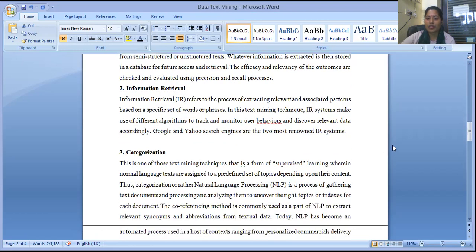So next will be information retrieval. What is information retrieval? This basically refers to the process of extracting relevant and associated patterns for the extracted data, based on a specific set of words or phrases. In this text mining technique, the information retrieval system makes use of different algorithms to track and monitor users' behavior and discover the relevant data accordingly. Google and Yahoo search engines are two of the most renowned information retrieval systems, because whenever you are searching, they pick out the relevant data.